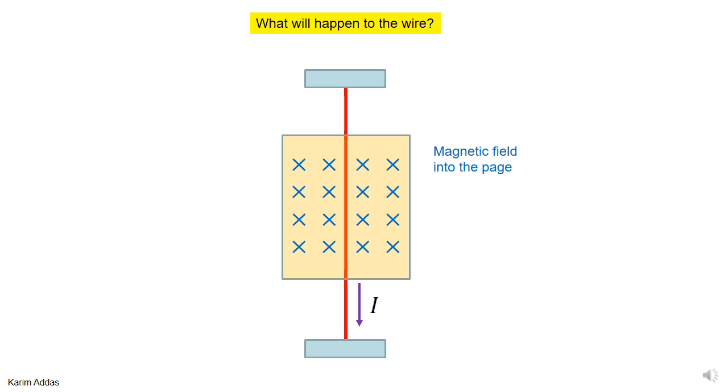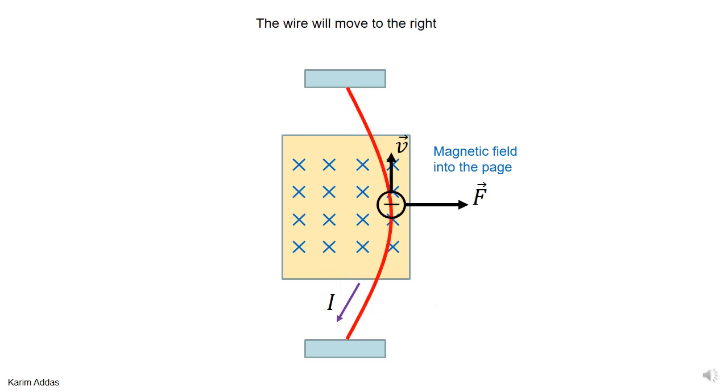Okay, what will happen if you reverse the direction of the current? Well, in that case, the direction of motion of the charges will be reversed, and now the charges will be moving with the velocity upwards. If you have charges moving upwards, then V cross B is to the left and QV cross B is to the right. So the wire will experience a force to the right, pulling it to the right.